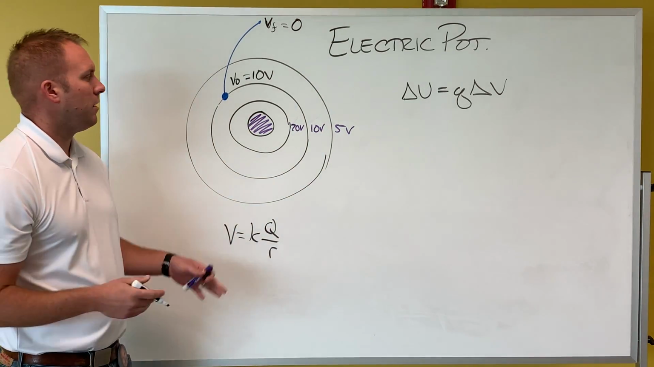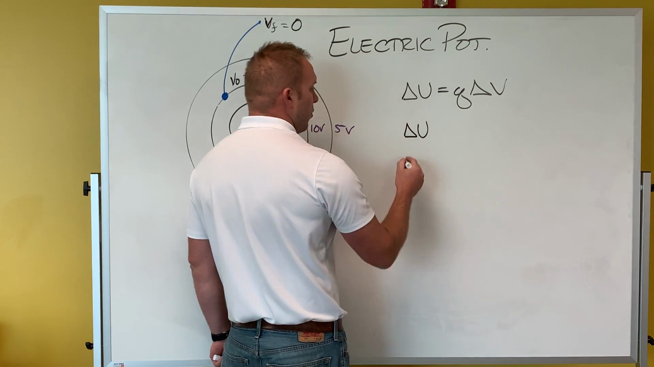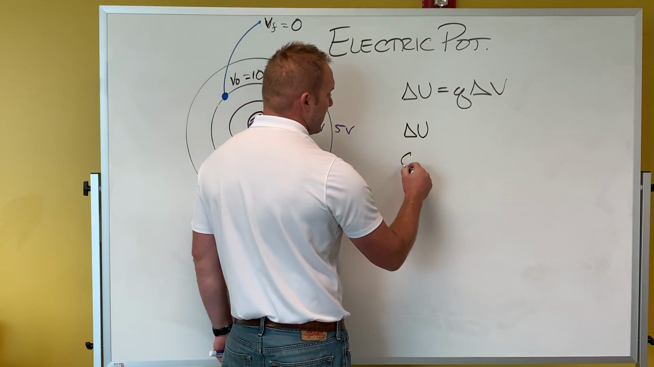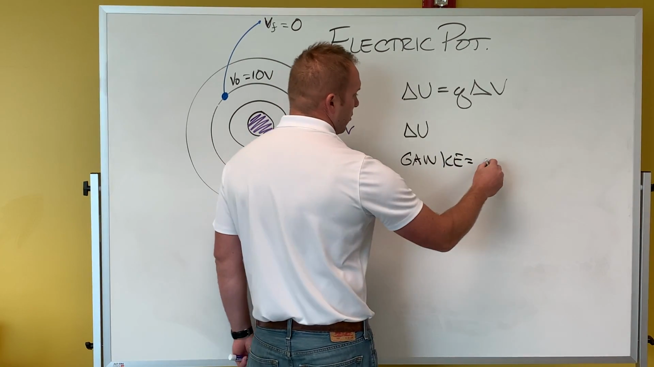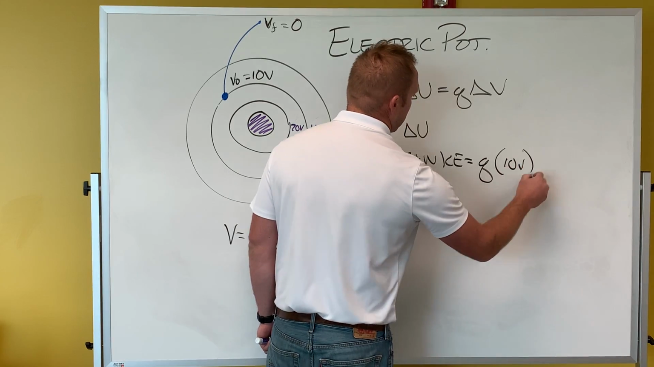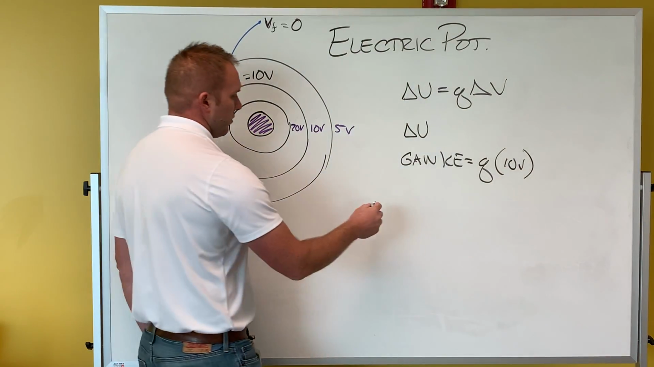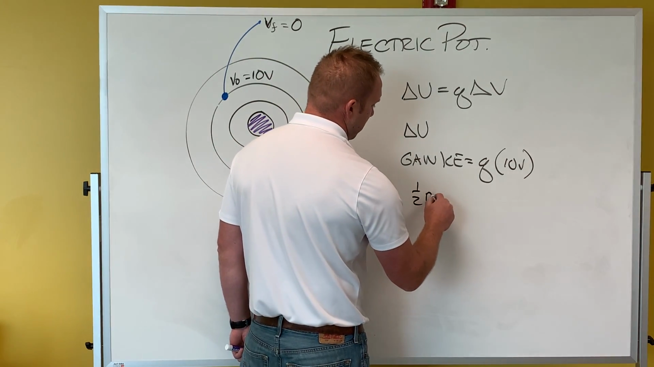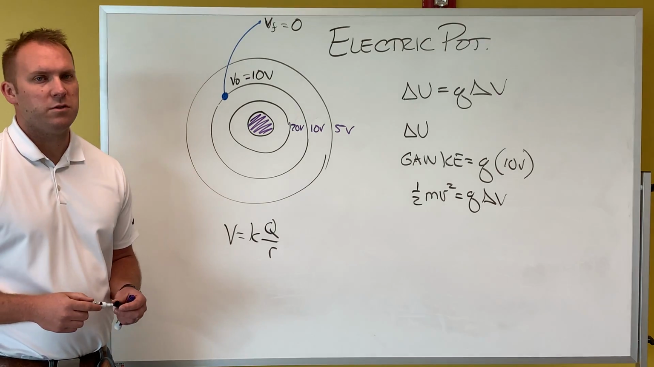Right? So then I can use the idea of my change in potential, which in this case is going to be a gain of kinetic energy, is going to equal q times 10 volts. That's the change in voltage that I go through. Okay? So again, I could set up 1/2 mv squared = qΔV, and I can solve for v using that information.